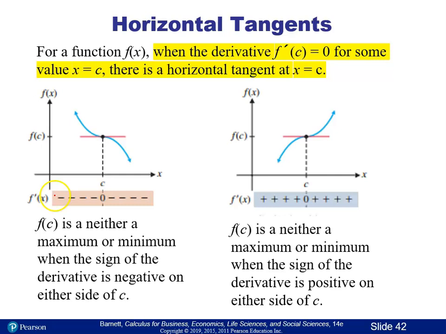Okay, if you have no sign change for a function f of x when the derivative is equal to 0 for some value of c, then there is a horizontal tangent. So you can have this horizontal tangent even when you have no sign change. It just means you don't have a maximum or a minimum occurring, but you can have a horizontal tangent line.